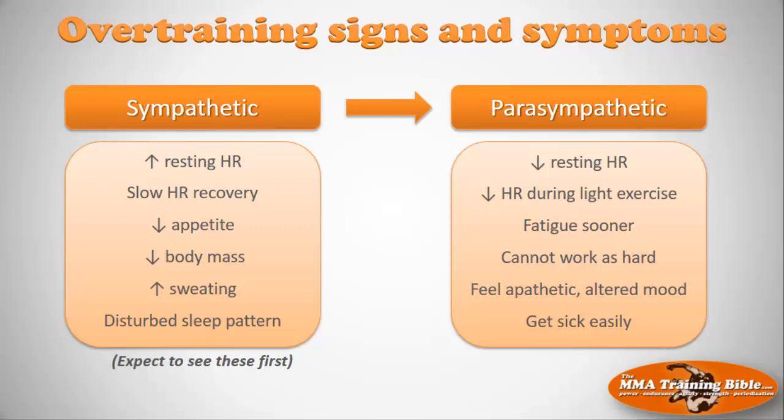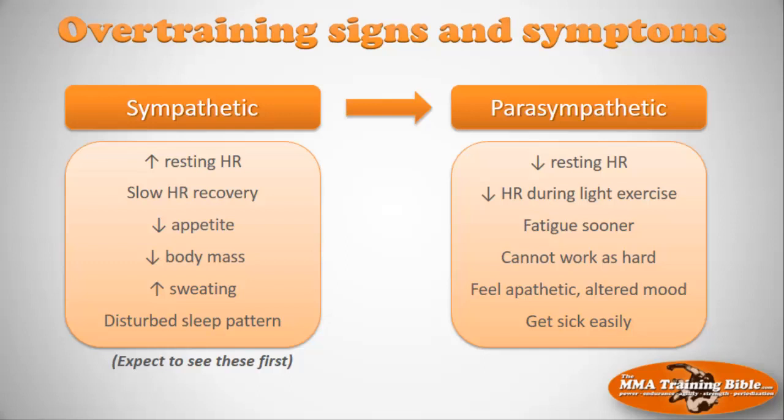The reason why we call it sympathetic is because it's associated with a branch of your central nervous system that's responsible for increasing activity in various physiological systems. So we're going to see an increase in resting heart rate. We're going to see a slower heart rate recovery. We're going to see a decrease in appetite, a decrease in body mass, increased sweating. We're going to see also a disturbed sleep pattern. So this is the first step. You can expect after a period of long-standing fatigue and overreaching to start to drift into sympathetic overtraining.